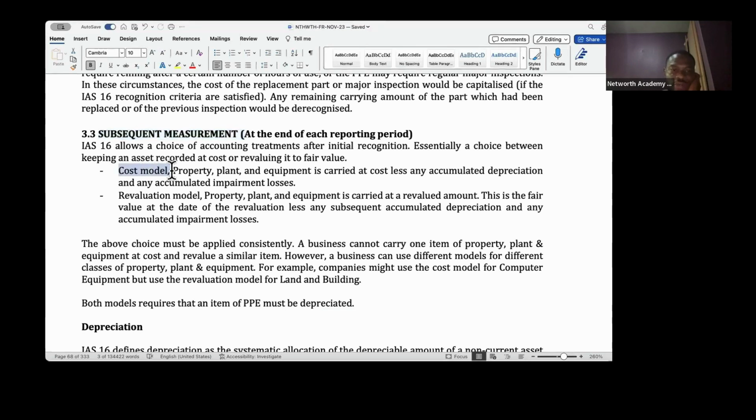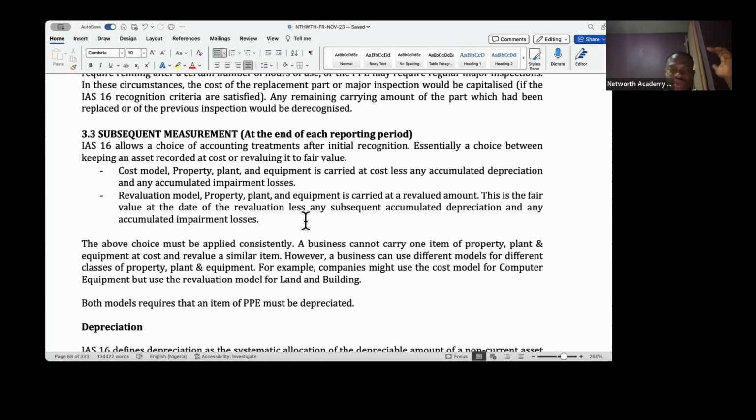One is the cost model, and the second one is the revaluation model. When we say cost model, we are talking about cost minus accumulated depreciation minus accumulated impairment losses. They have asked severally that you should explain what cost model is in the exam. You don't start writing unnecessary grammar when explaining cost model. Cost model is nothing beyond your cost minus accumulated depreciation and any accumulated impairment losses. That is your cost model.